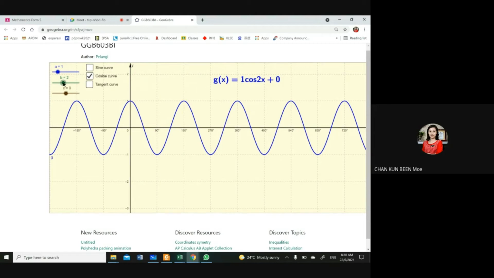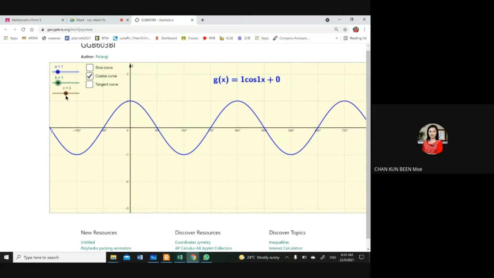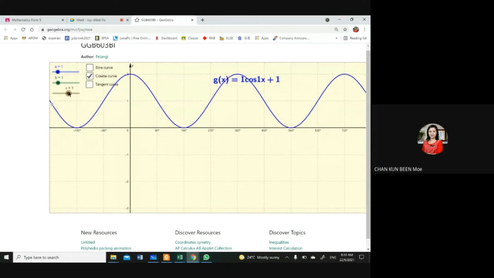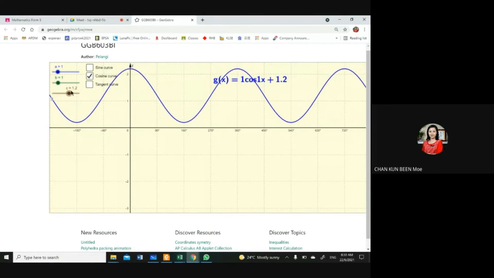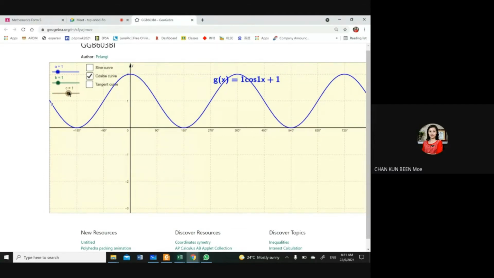Now, I move it back to 1. What happened to the C? Remember C, what happened? C represents the maximum and minimum value. Very good. So right now it's 1 and -1. When I change it to 2, everything will move up. Okay, C equal to 1 here, so it will move 1 unit up. The maximum value originally is 1, becomes 2, and then -1 becomes 0 here.